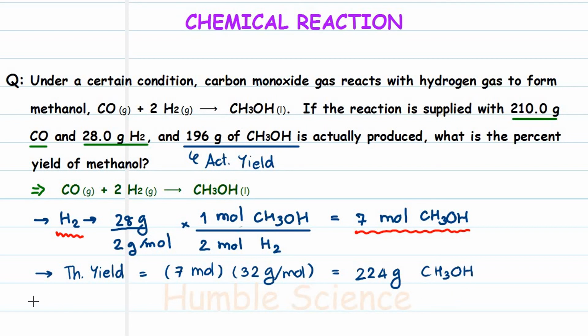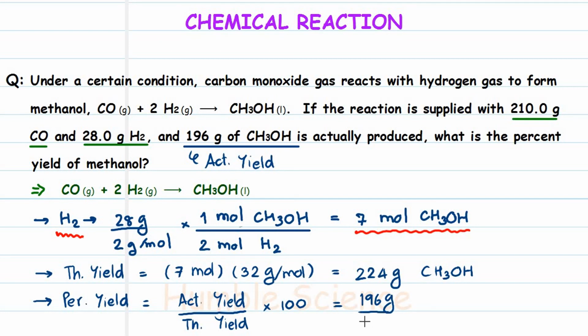And the next and final step is to calculate the percent yield, and that is going to be equal to actual yield divided by theoretical yield times 100, and that is equal to 196 grams that is given earlier in the question divided by 224 grams that is calculated earlier times 100, and that is going to give us 87.5% of methanol, and that is the answer.